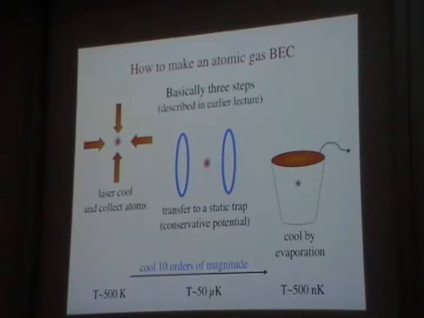So how to make an atomic Bose gas? Well, I described all the techniques in my first two lectures, so I won't do anything more than just put up this one slide here. Nowadays, it's basically 3 easy steps. You start with a collection of laser-cooled atoms. You collect them usually in a magneto-optic trap, and then you transfer them into some sort of static potential. It's usually either a magnetic trap or an optical dipole trap. You want some sort of potential where the atoms are not heated while they're in the system.